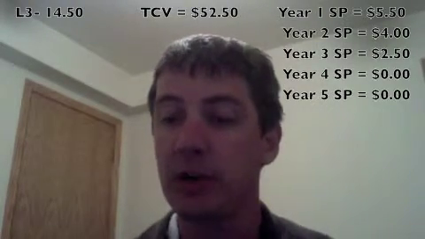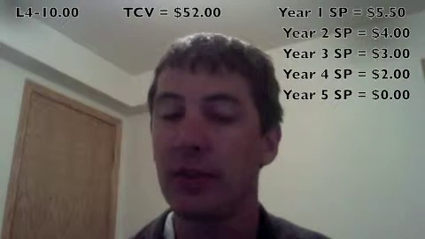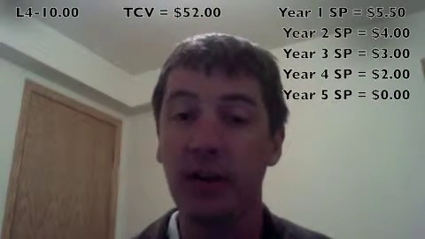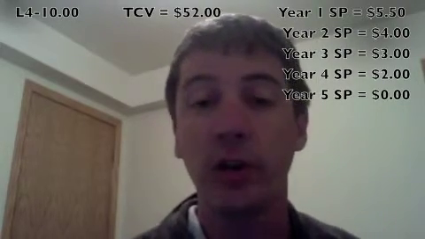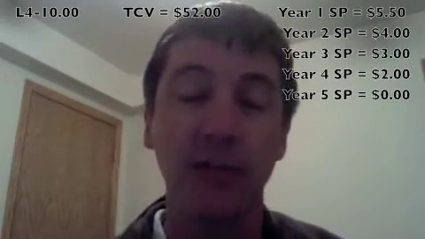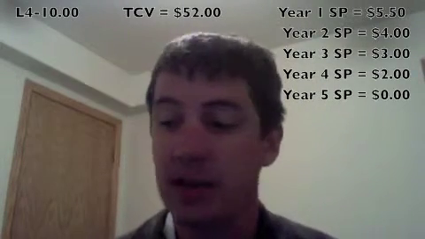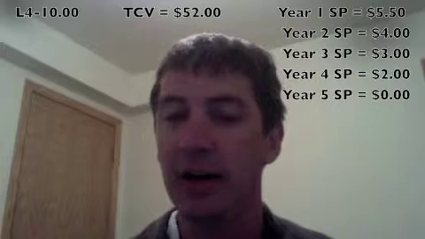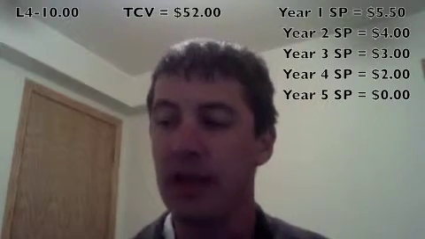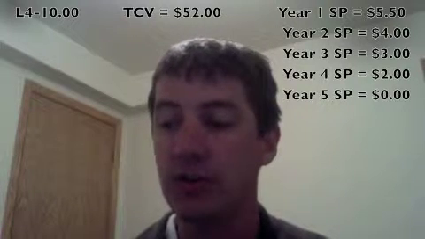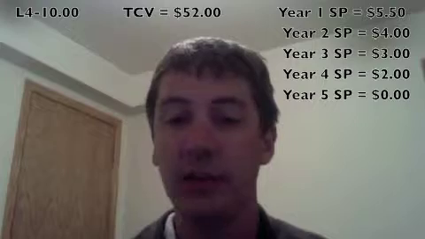A similar contract, just 50 cents less of the total contract value because of the rounding again, but basically the same contract, is a 4-year $10, an L4 $10. Same SP is $5.50. The total contract value is $52, just 50 cents less. And then it's $5.50 that first year for the SPs, $4.50, $3, and then $2.